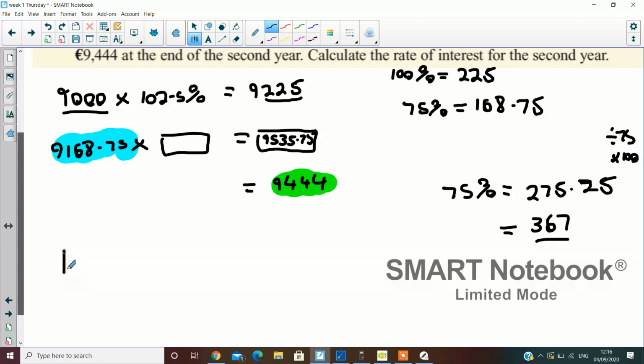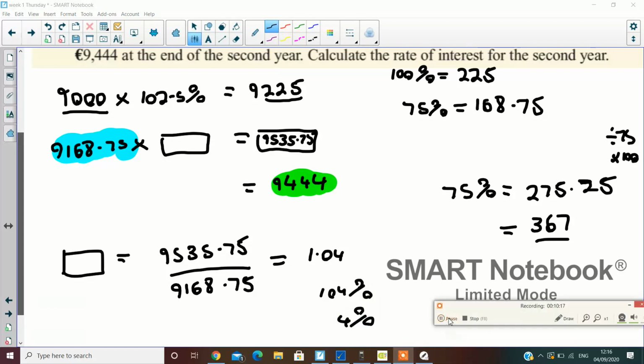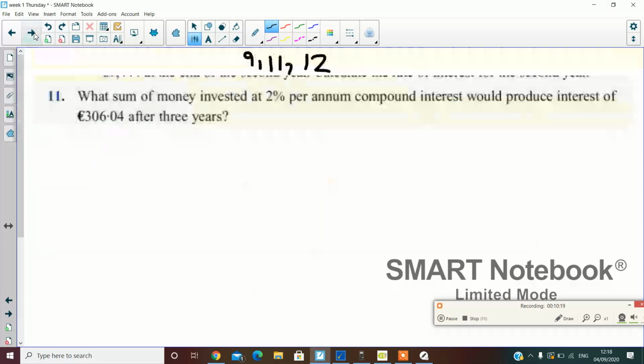Now, all you've got to do is figure out what's in this box. How do you figure out what's in that box? €9,535.75 divided by, anybody? 168 point. And what did you get? 1.04, which is 104%, which is 4% interest. Is that all right?